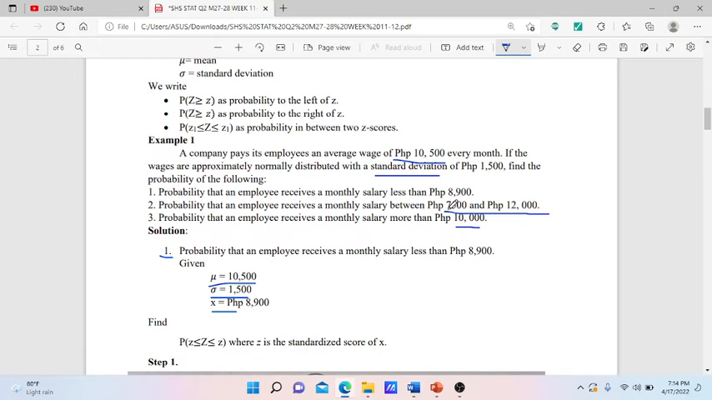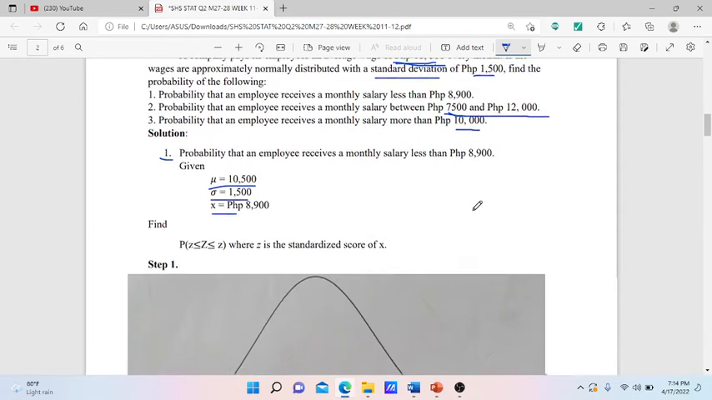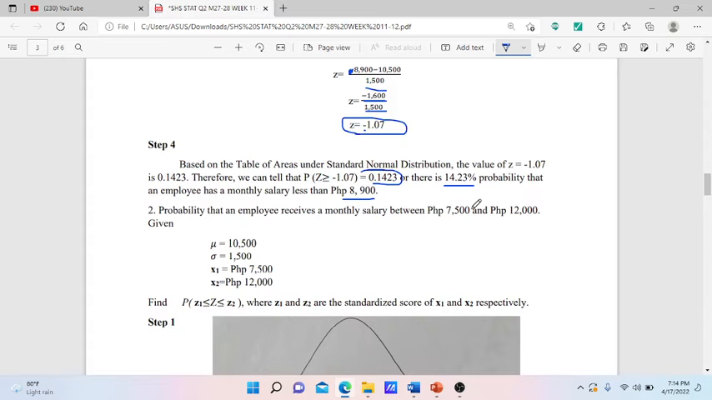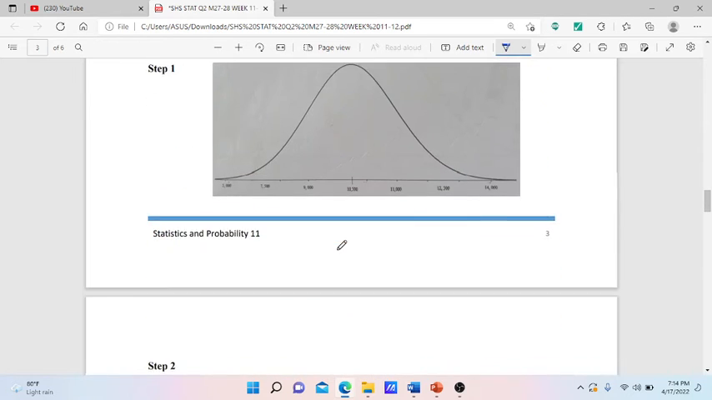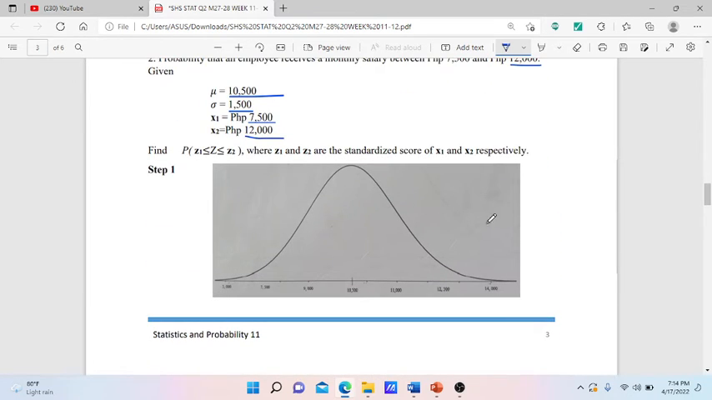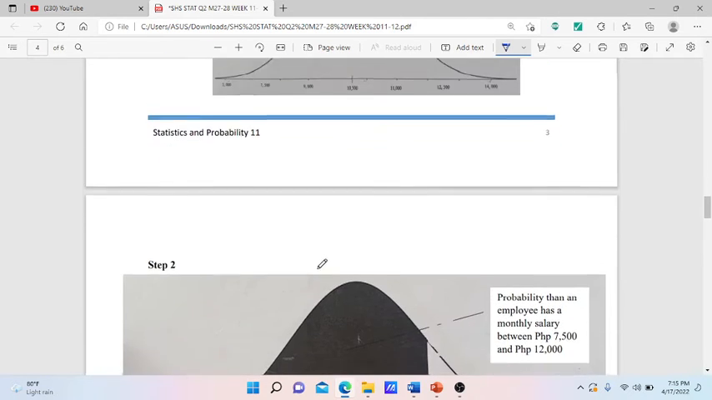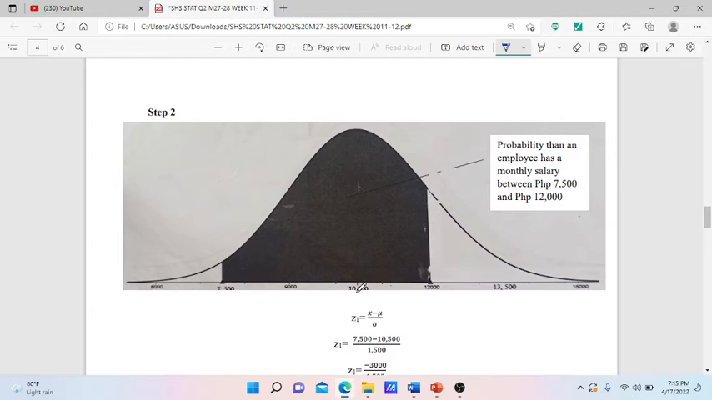Okay, so this is our given. By applying the mean 10,500 and the standard deviation, it is the same, just copy the given. So mean 10,500, the standard deviation is 1,500, then 7,500, then the other probability is 12,000. Okay, so just copy our bell shape. Then please locate them. Always write the 10,500 in the middle, the midpoint of the number line. Then 12,000, then 7,500, right?